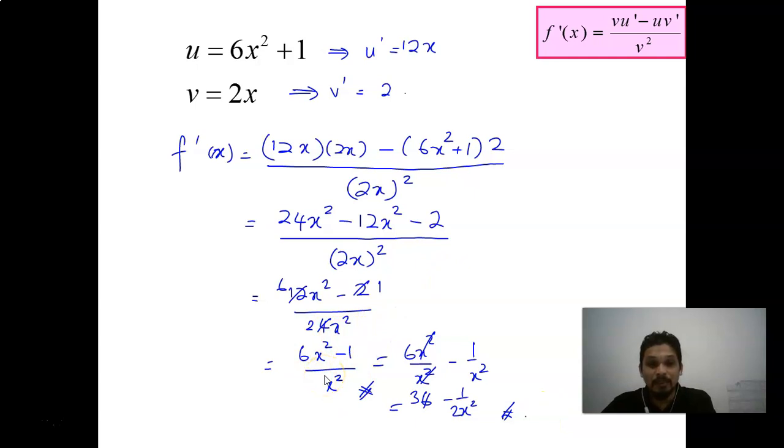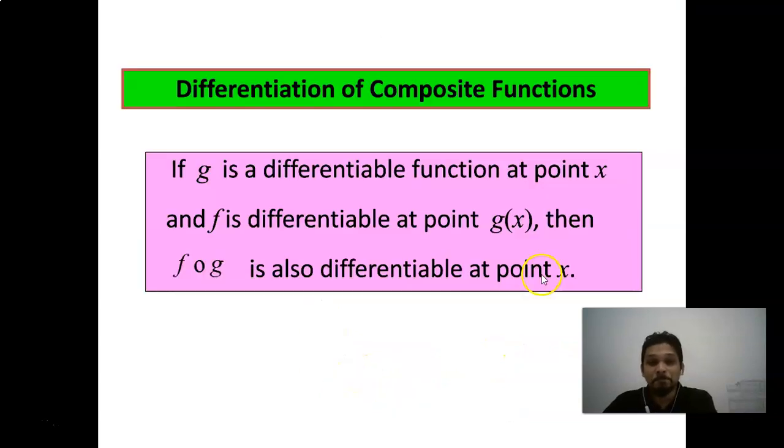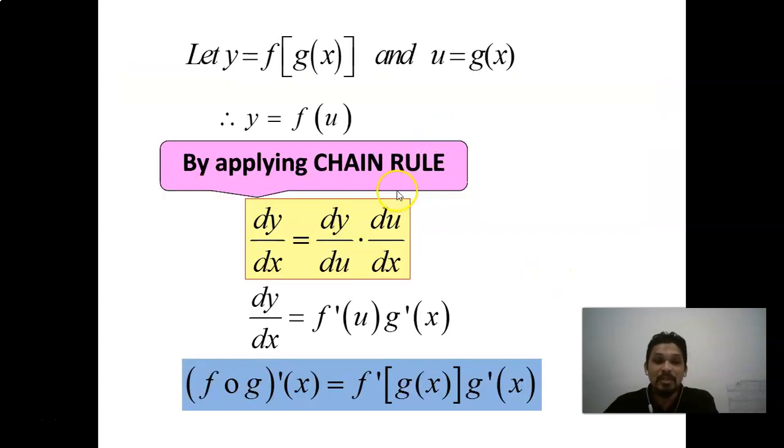Whether your teachers and the students call it, it might not be in the simplest form. Differentiation of a composite function. If g is a differentiable function at point x and f is differentiable at point g, then f composed with g is also differentiable at point x. By using the chain rule here, dy/dx equals dy/du times du/dx. So this is the one that we're going to use here.